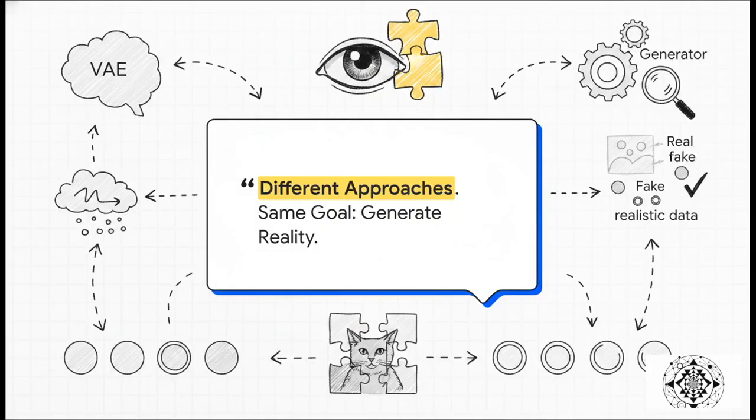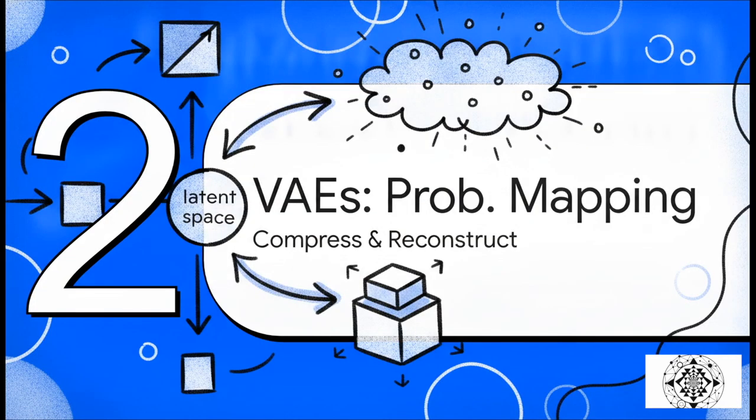So the crucial takeaway here is that, whether we use VAEs, GANs, or diffusion, we're ultimately just trying to teach a machine to synthesize realistic data. That's the whole shebang. They're really just distinct mechanical pathways built to solve the exact same underlying puzzle. Moving on to Section 2, VAEs, probabilistic mapping, compressing and reconstructing data. Let's see how this approach builds a structured understanding of inputs.